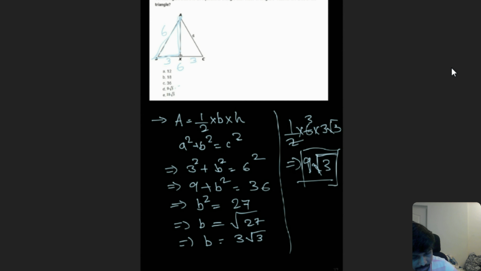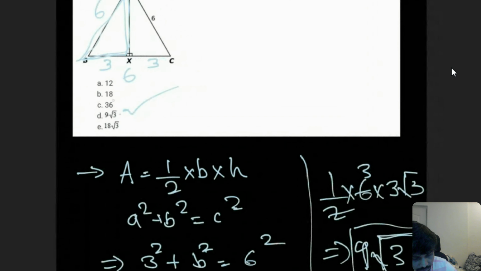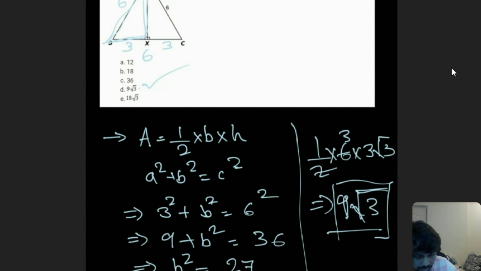Does that match one of the answer choices in the problem? Yeah, looks like the answer is D. Perfect. The correct answer is D, 9 times the square root of 3. You did a great job solving this problem step by step.